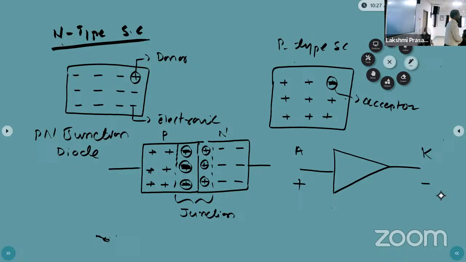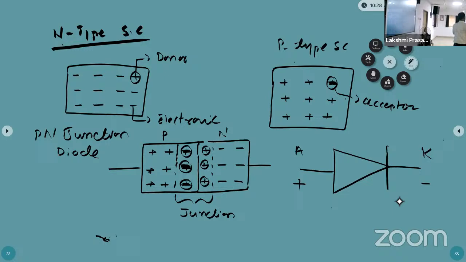And one more thing: here is the junction. This is the p-type and here is the n-type. But in between the p-type and the n-type, some barrier is there. That barrier we denote with a vertical line, which is called the junction. Okay. So now, the PN junction diode symbol. That arrow shows the conventional current direction.